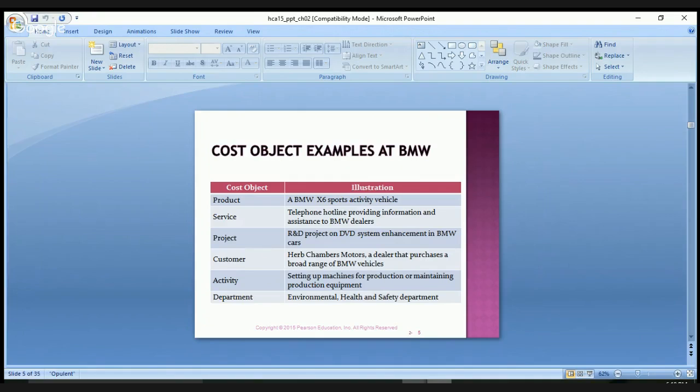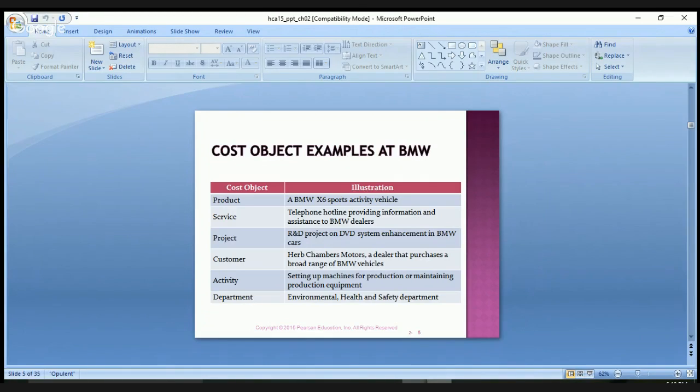So, cost object examples at BMW. In this chapter, we're going to be talking a lot about BMW's vehicles. We have a cost object of a product, in this case the BMW X6 Sports Activity Vehicle. Another object would be a service, such as a telephone hotline providing information and assistance to BMW dealers. It could be a project, such as the R&D project on DVD system enhancement in BMW cars.